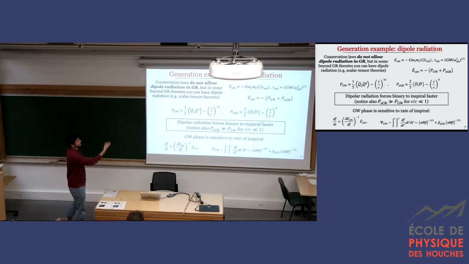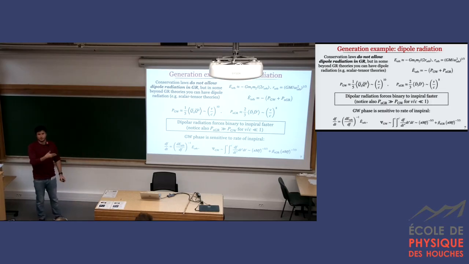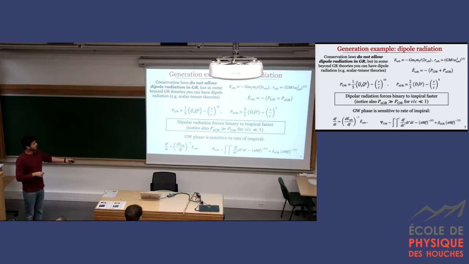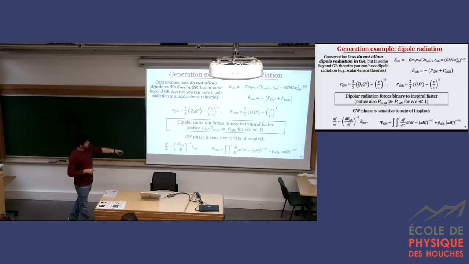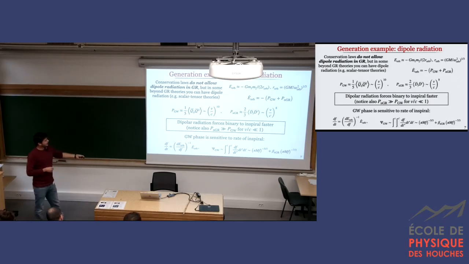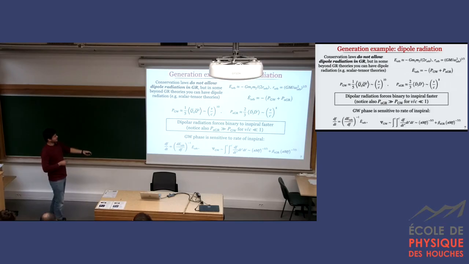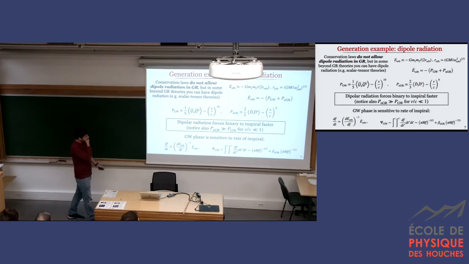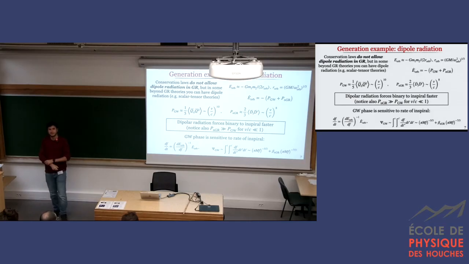And so in practice, the way you actually detect this is because the phase of your gravitational wave is sensitive to the rate at which you spiral, as you know. So if you compute the time derivative of the gravitational wave frequency, you can write it in terms of the rate of change of the orbital energy, at least in the post-Newtonian sense. And here, there's basically dependence on this orbital energy. So the gravitational wave phase essentially goes as two integrals of the derivative of the gravitational wave frequency.